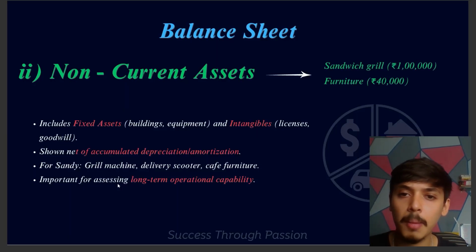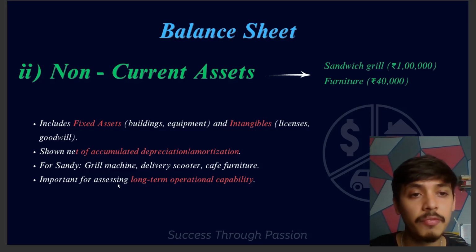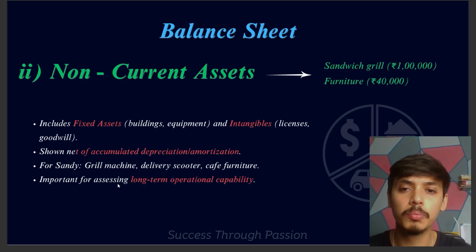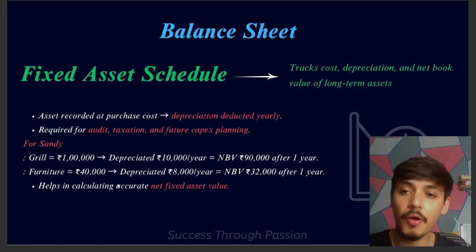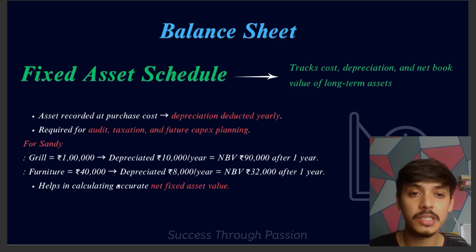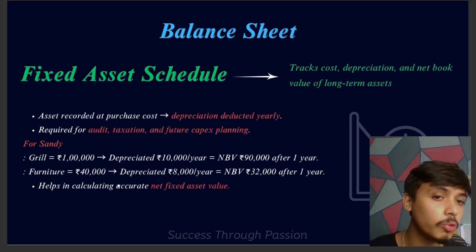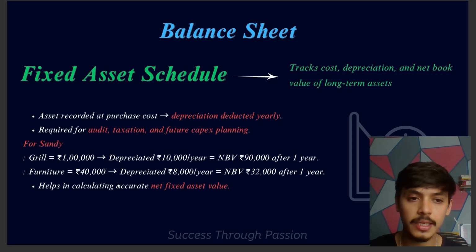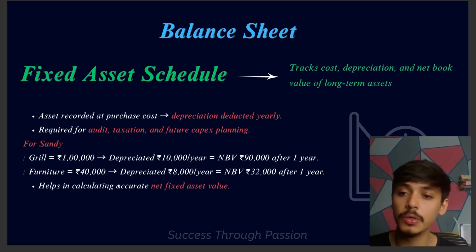Next we will see about non-current assets, where we have the sandwich grill and furniture that we have taken for our business. We are going to plug in these non-current assets using our fixed asset schedule, which helps us track cost, depreciation and net book value of long-term assets. An asset is recorded at purchase cost and depreciation is deducted on a yearly basis. Creating a fixed asset schedule is required for audit, taxation and future capex planning.